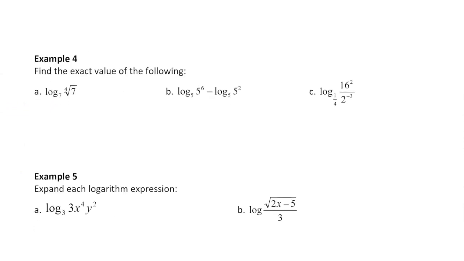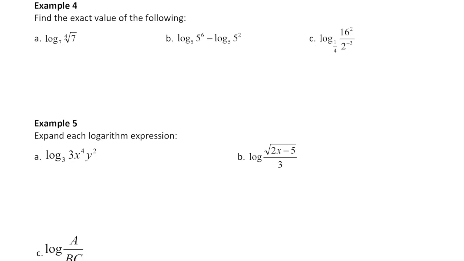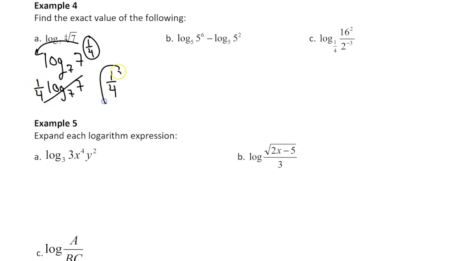And there's just so many different types of log questions you can ask. So you're saying, like, how many log examples do we have here? Well, let's do a few more, and let's see what we could do with this. Log base 7 of the 4th root, the quartic root of 7. I would probably change this to say log base 7 to the 1/4. And then this quarter, let's kick in front. And you could say 1/4 of log base 7 of 7. So we're just left with 1/4 times 1, which is just 1/4.